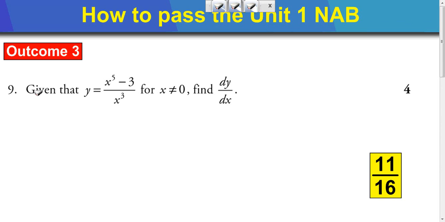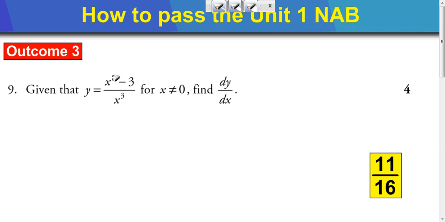First question, question 9. Given that y is equal to x to the power 5 take away 3 all over x cubed, where x cannot be 0 because you can't divide by 0, find dy by dx. Now there's a few methods of doing this. You can take x up to negative 3 and put brackets around this. This is not the technique I use, however it is valid and it does work.